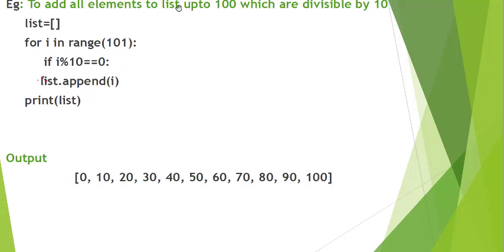Now this is a small program where we add the elements to the list up to 100, which are divisible by 10. We have a list which is empty. Then we say for i in range 101, because this will be from 0 to 100. Then we say if i percent 10 equals 0, we're going to append it to the list. So you're checking here divisibility by 10. If it is divisible by 10, then you append it. Okay, so the answer will be like this.